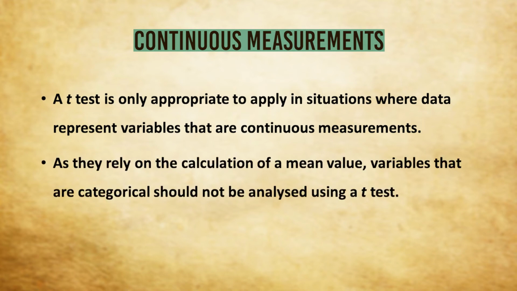Now, as they rely on the calculation of mean value, variables that are categorical should not be analyzed using a t-test. Categorized means we can categorize a number of observations. Suppose we collect data on income. This income is a continuous variable, so we can use these income figures in t-test. But if we categorize this income as, say, rich, moderate, poor, then they will not remain continuous variables. They will become categorical variables.